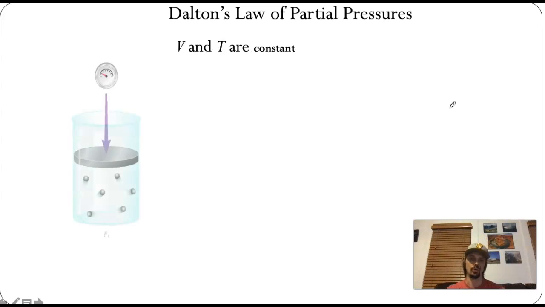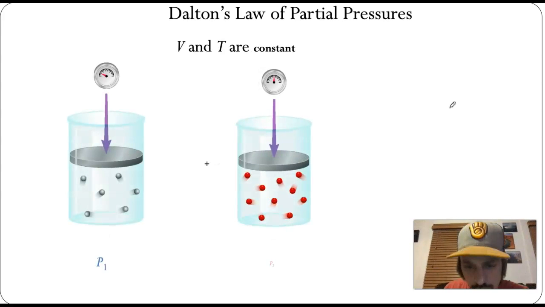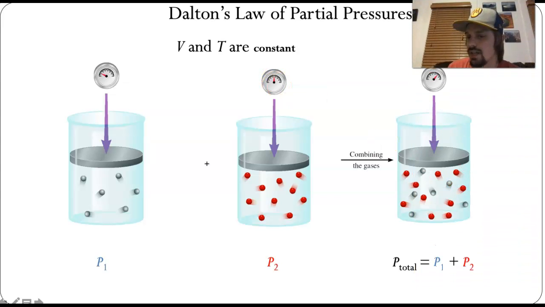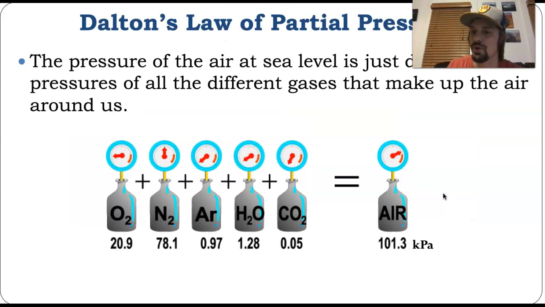Okay? So if I have gas 1 in container 1, it has this pressure. I have gas 2 in container 2, same volume, it has this pressure. What if I put them both in the same size container? Well, the pressure is going to be the individual pressures of these two. It doesn't matter that they're together now. The total pressure is simply the addition of the individual components.